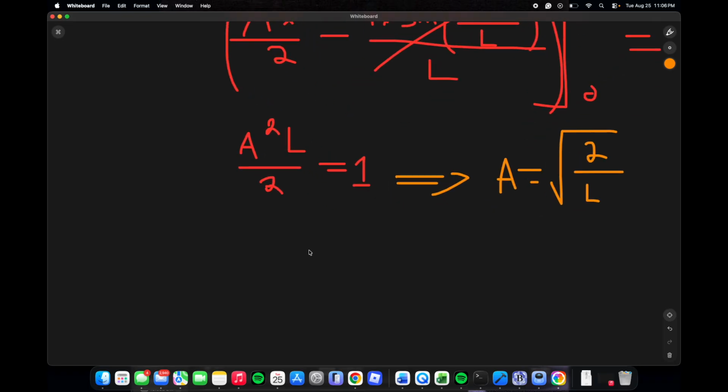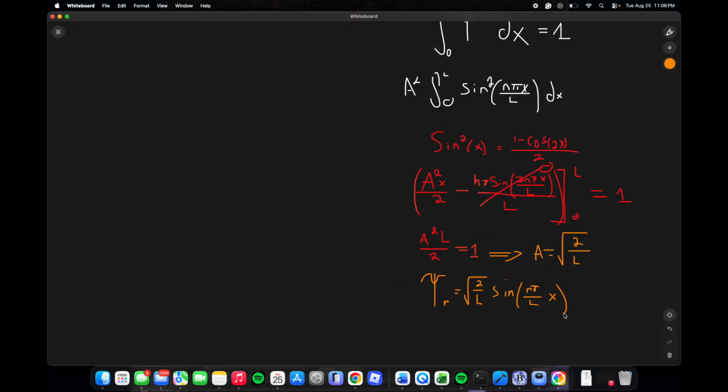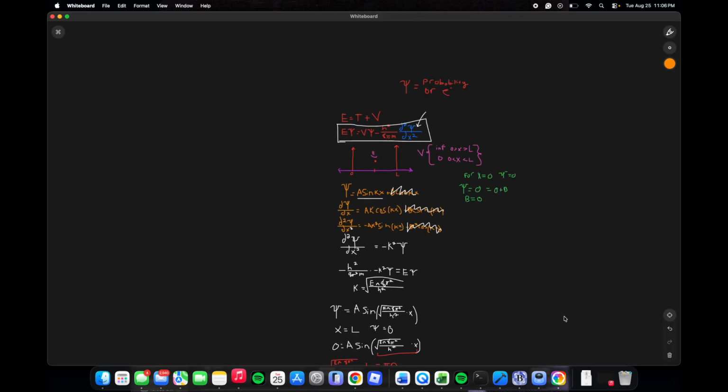This means that the wave function for a time-independent wave function, psi n, is equal to the square root of 2 over L times sine of n pi over L, the confines of that one-dimensional box, times wherever your position is relative in that domain, and that is the wave function. So a lot of math we just did, but hopefully you see the idea.